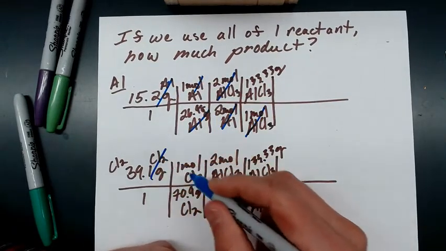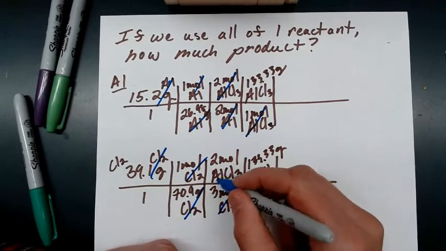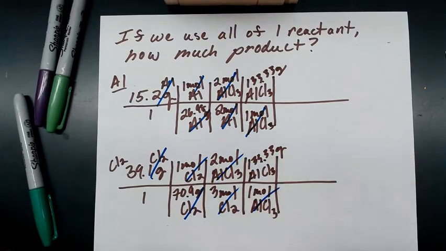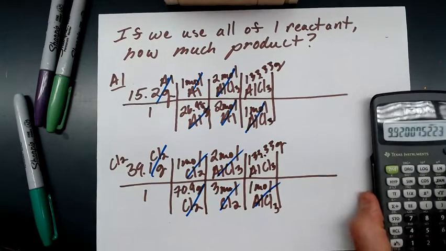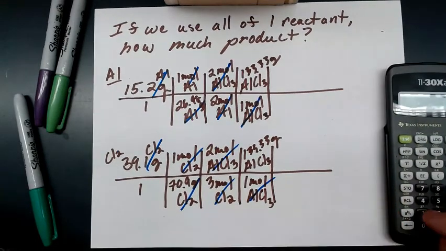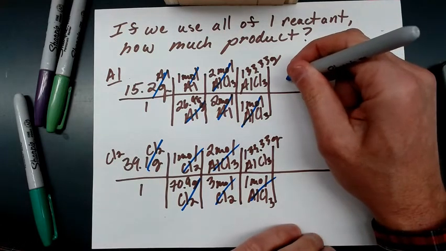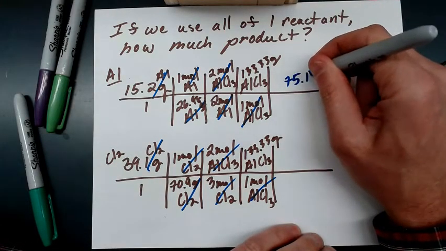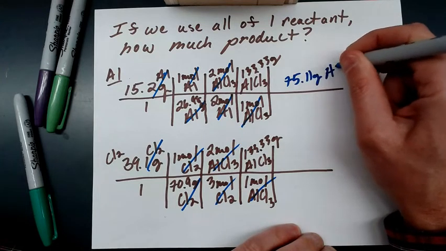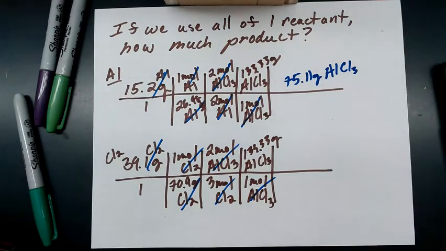Here was grams of chlorine, here are moles of chlorine, and here are moles of aluminum chloride. I'm going to do all the math on the calculator and just give our final answers. So 15.2 times 2 times 133.33. I'm going to divide that by 26.98, and then divide that by 2, to get a total of 75.11 grams of aluminum chloride that I should make.